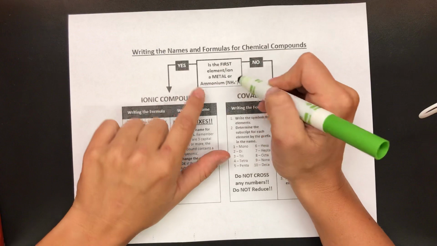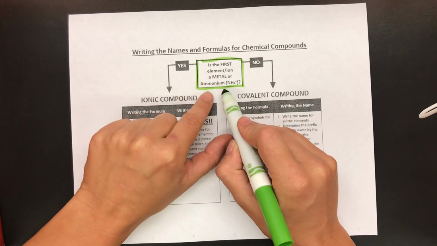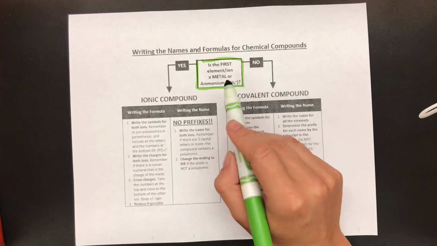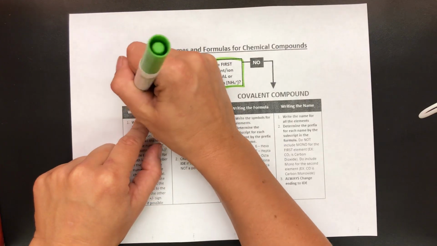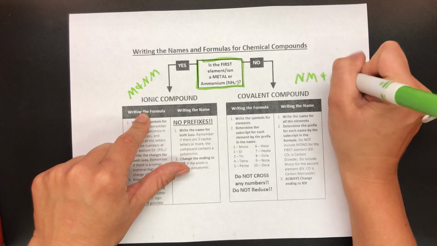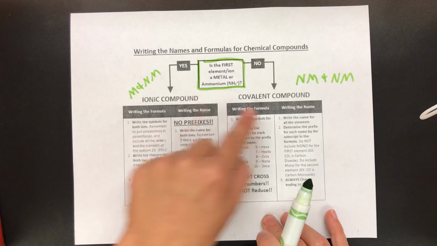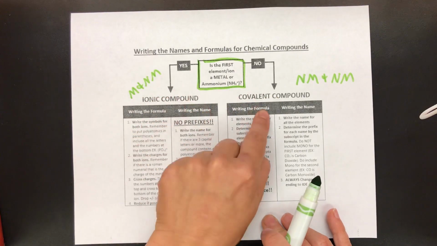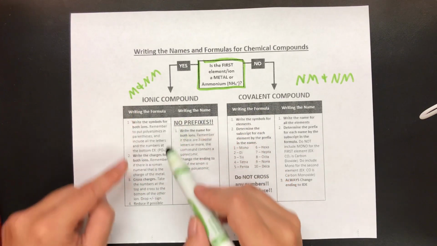Okay? So first, you're going to ask yourself this: is the first element a metal or ammonium NH4 plus? Okay, so if it does have a metal, remember ionic is the only one that has metal. Ionic is a metal and a non-metal. Covalent is a non-metal and a non-metal. So if you've got a metal sitting there, then it is ionic. No metal, covalent. Metal, no metal. Okay, so ionic.